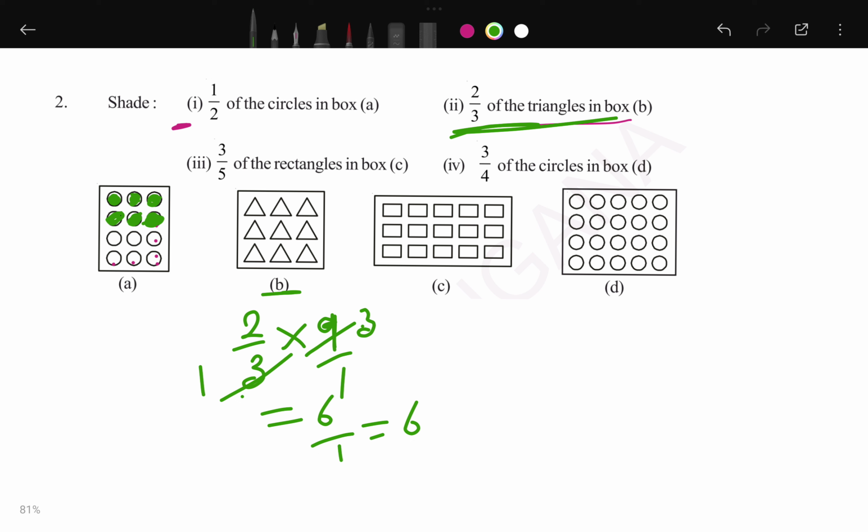Then here how many we have to color? We have to color 6 parts here. So let's color this one, 6 parts. This is, I colored 6, 1, I colored here. Okay, now it is also over.